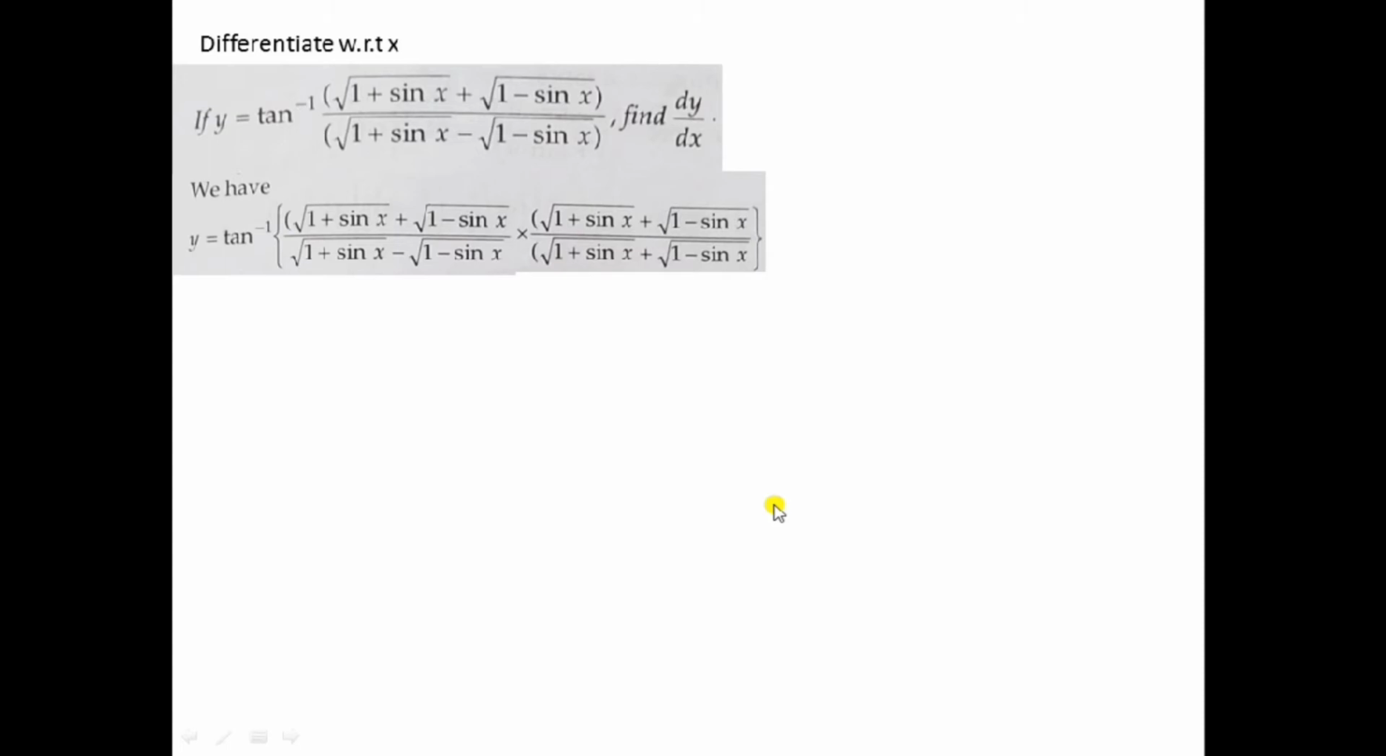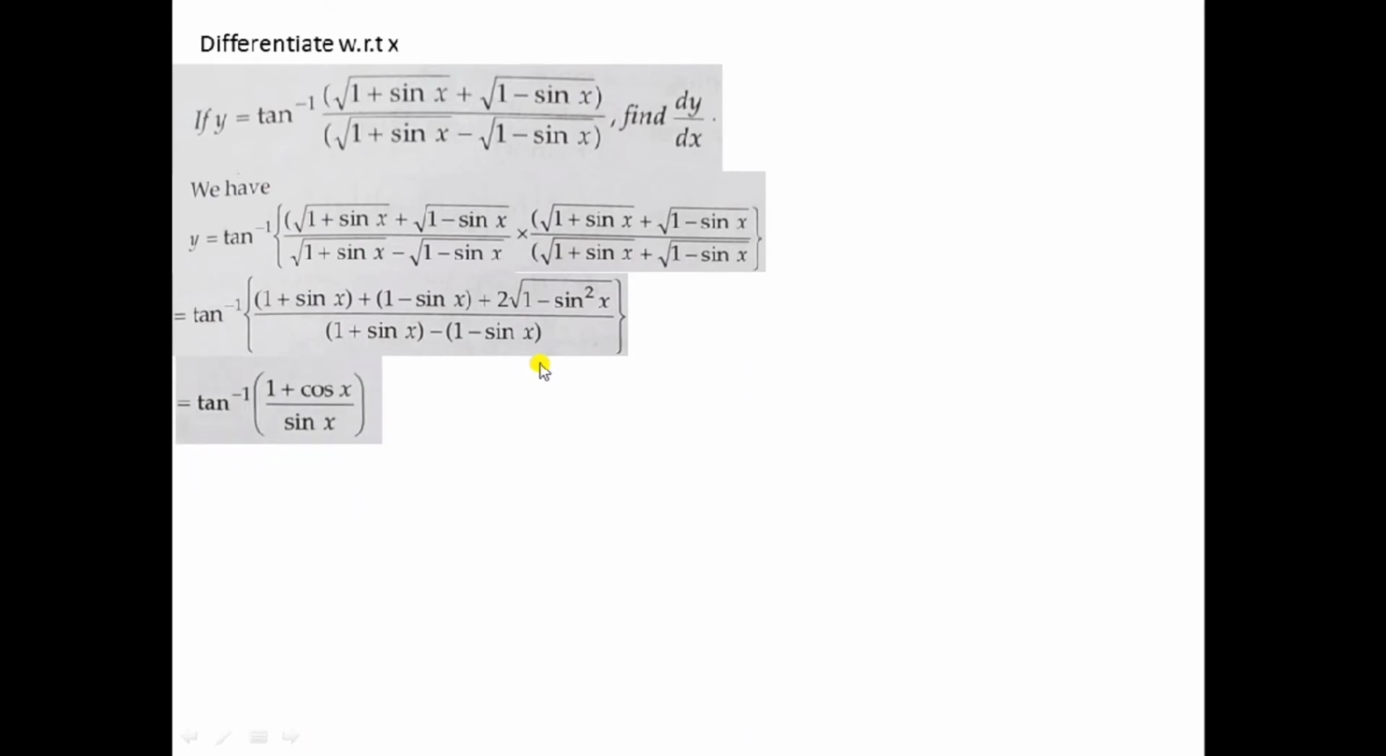So we proceed in the same manner and we get in the numerator a square. What is a square? Root over of 1 plus sin x squared gives 1 plus sin x. Similarly for b we get 1 minus sin x, and plus 2 into a into b. And 2ab gives 2 into root over of 1 minus sin square x. In the denominator, we get a square minus b square, where a square is 1 plus sin x, and similarly for b square we get 1 minus sin x.